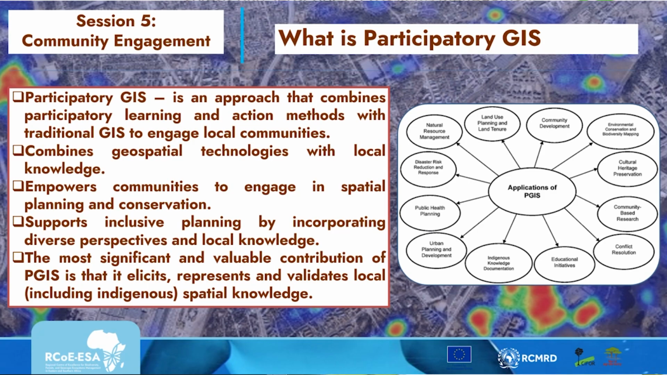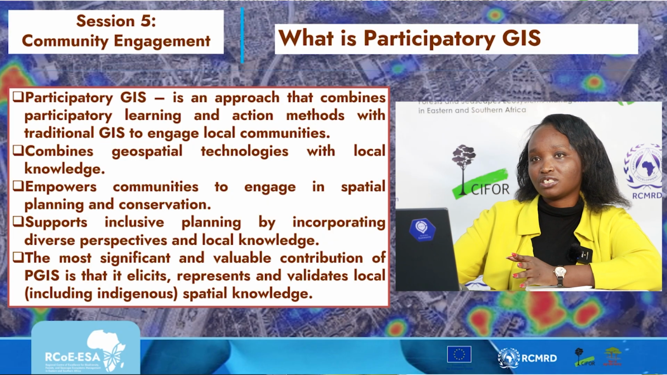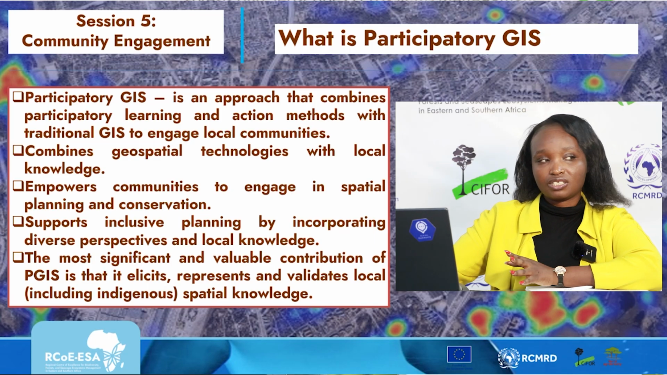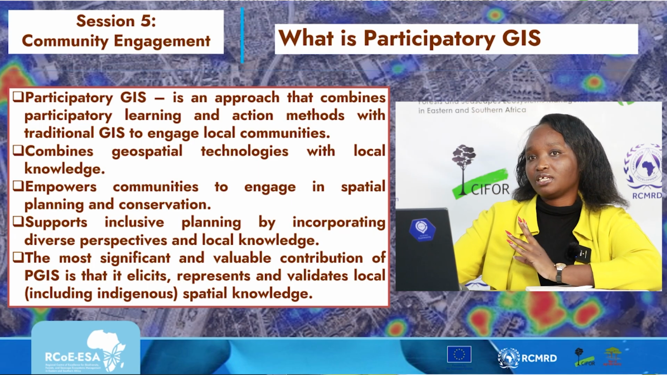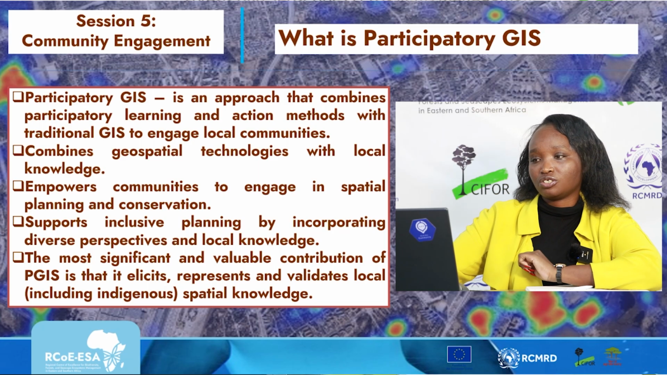So then, how do we define participatory GIS? We can say it is an approach that combines participatory learning, that is the local knowledge, and action methods with traditional GIS, by engaging the local communities. You can also say it combines geospatial technologies with local knowledge. The result is that it will empower communities to engage in spatial planning and conservation, and they will accept any plans and policies derived from these consultations.